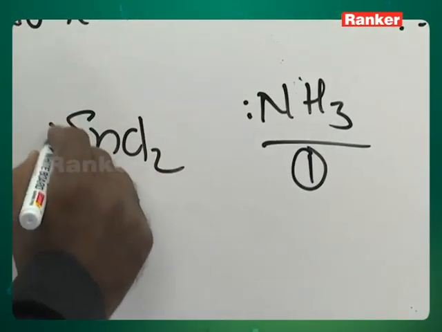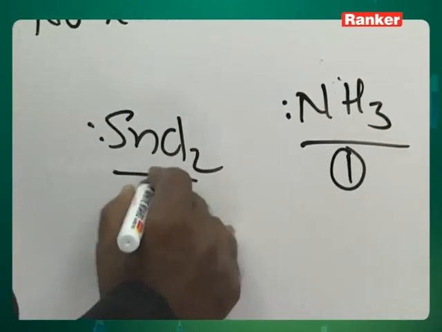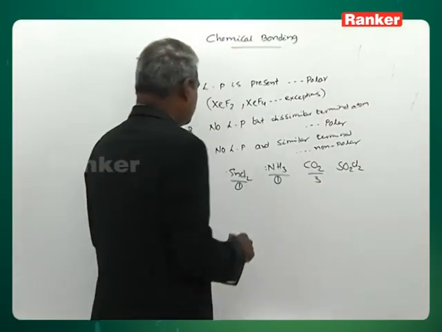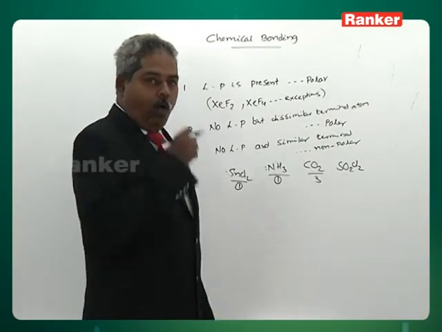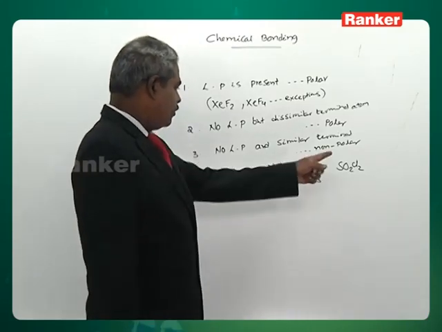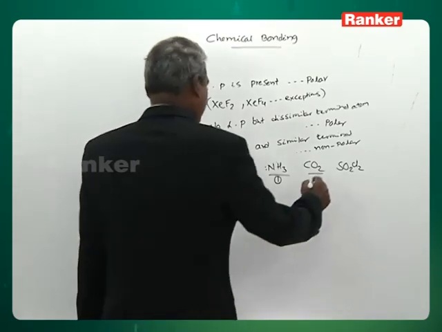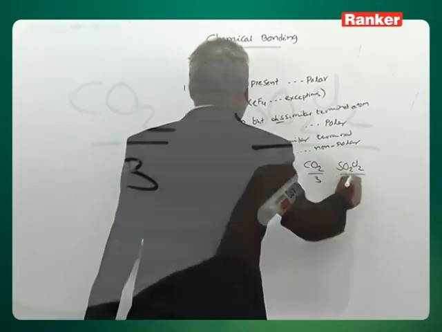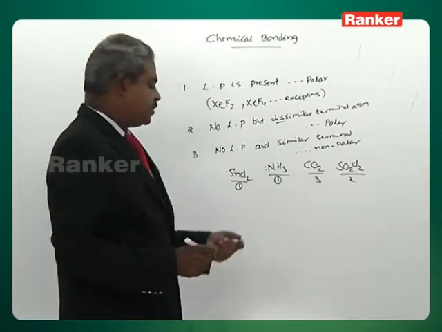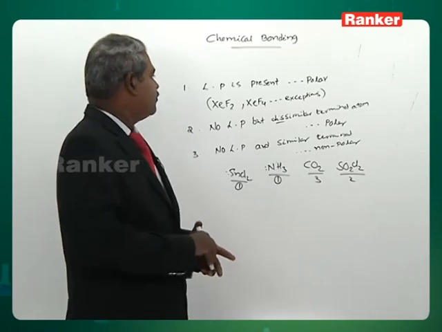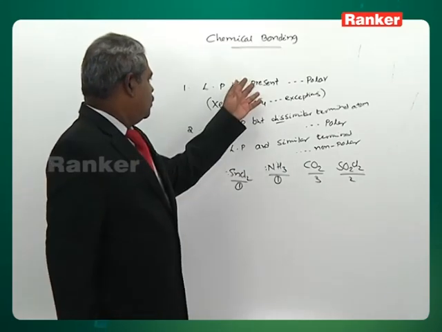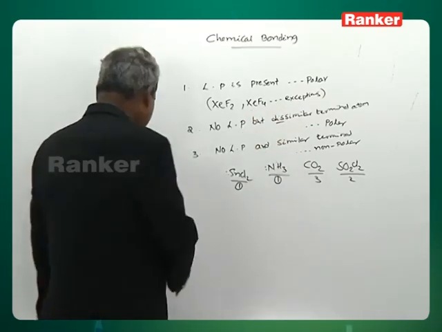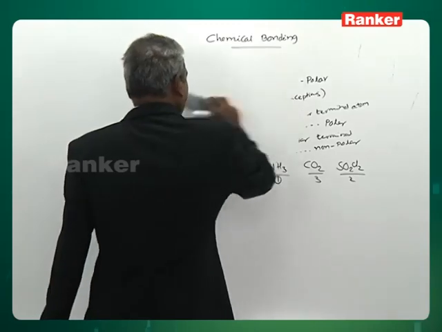SnCl2, lone pair is present, therefore polar. SO2Cl2, there is no lone pair, but it is polar. Why? Dissimilar terminal atoms, so case 2. Like this, using these 3 simple rules, in fact you can say there is only one rule: lone pair, no lone pair, similarity, dissimilarity. Similarity leads to non-polar.